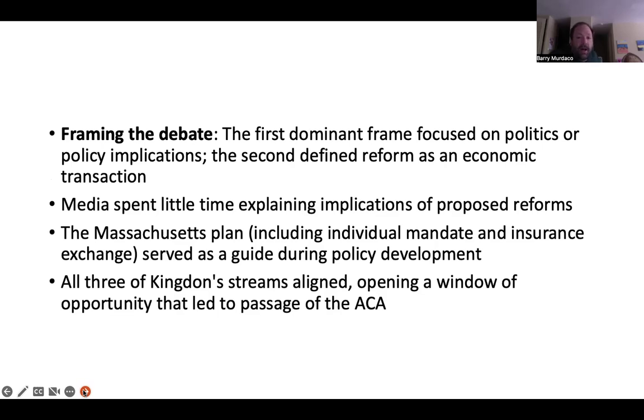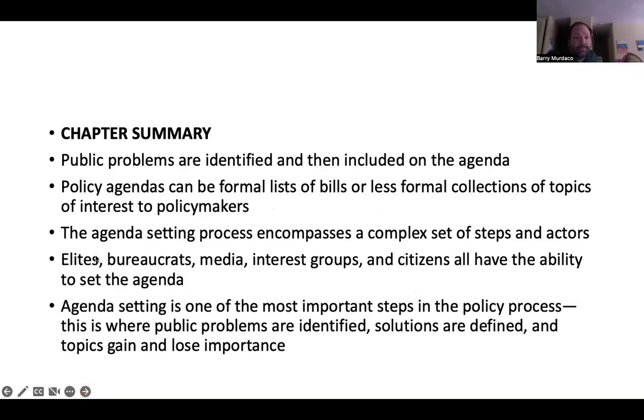So in this case, yes, the three streams align, but even there, power played a role in shaping the overall form of the law and what was included and what was not. And again, I provided other examples where these streams do align, and yet no policy is actually made.